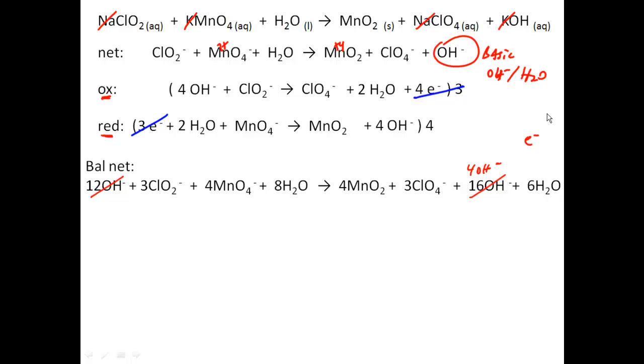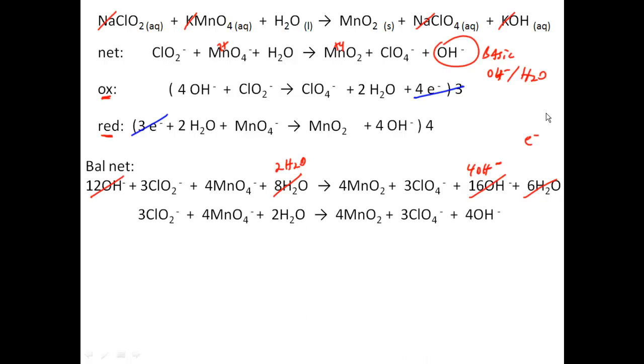And is there anything else? Yes, waters. I have 8 waters and 6 waters. That leaves me a net of 2 waters on my reactant side. If I bring this down, that gives me 3 chlorites, 4 permanganates, 2 waters, 4 manganese 4 oxides, 3 perchlorates, and 4 hydroxides. I'm still not finished yet because I took spectators off.